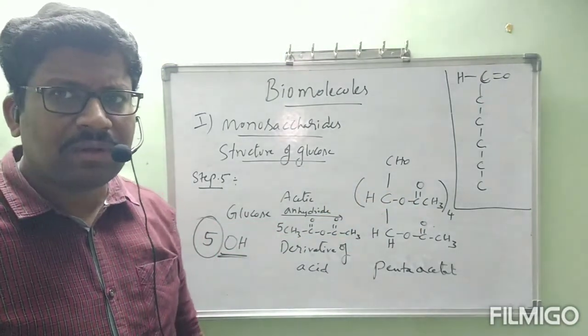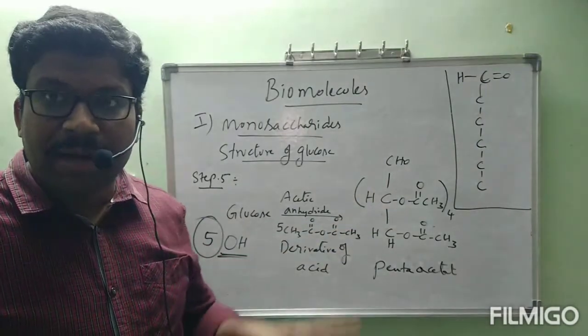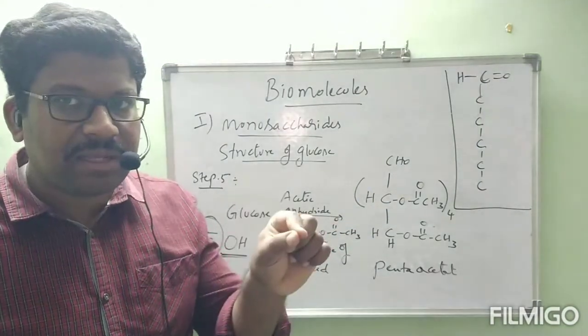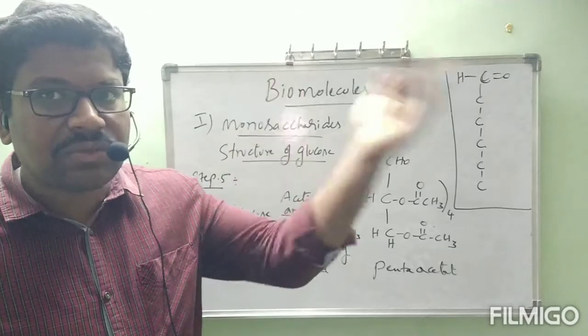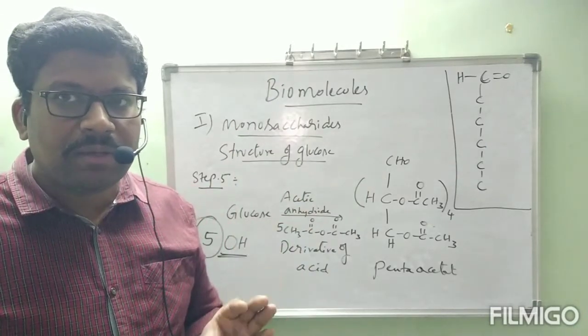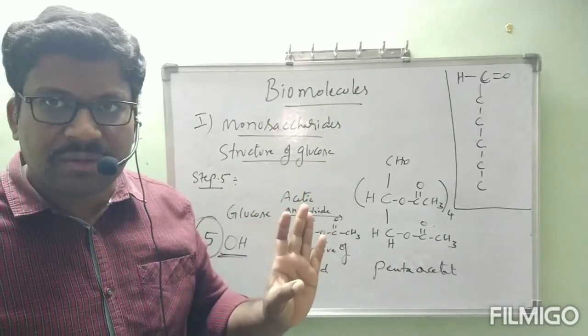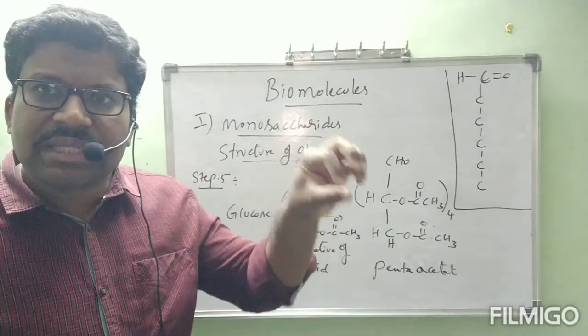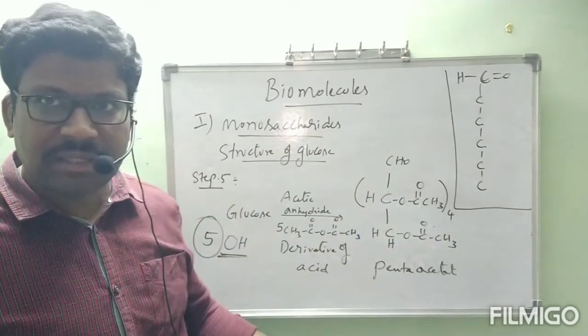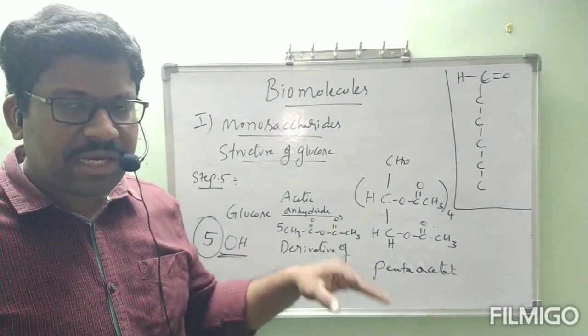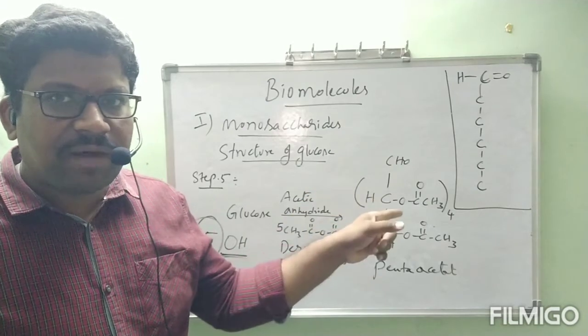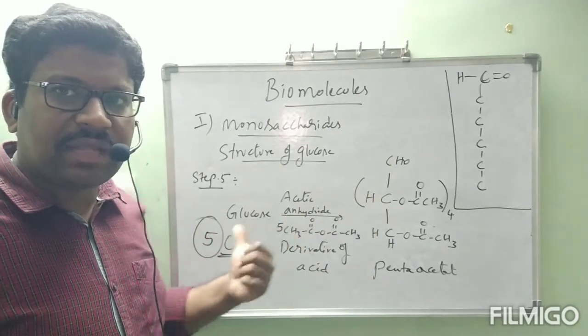Sir, how can we know the structure of pentaacetate? Pentaacetate, definitely some color will be there. Already the pentaacetate structure is known. By using that colored compound, the structure was already derived. Then scientists already know about the structure of pentaacetate. By seeing that, they understood that if pentaacetate is formed, acetic anhydride reacts with alcohol.